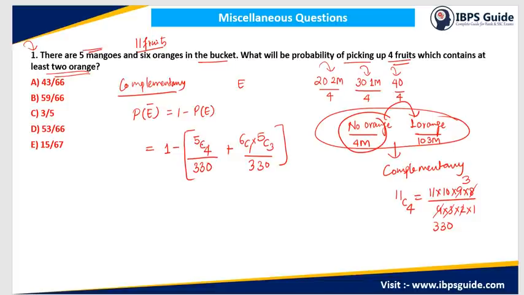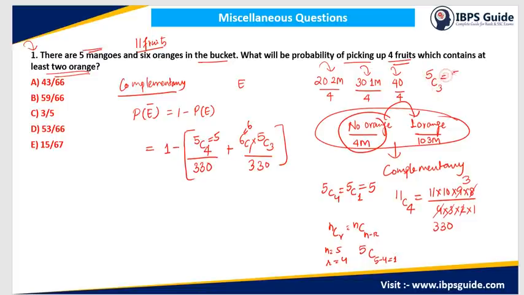Now this 5C4 can be written as 5C1, because we know that nCr is equal to nC(n minus r), right, because here n value is 5 and r is equal to 4. So I can say that this will be 5C(5 minus 4), that is 5 minus 4 will be 1. So 5C4 is equal to 5C1, and 5C1 is directly 5, so I can say that this particular thing is equal to 5. Now 6C1 is directly 6.